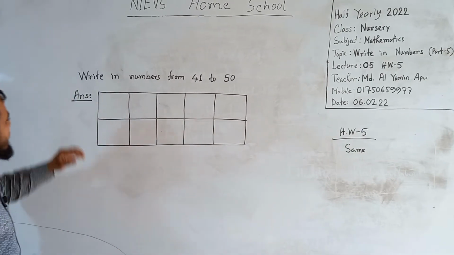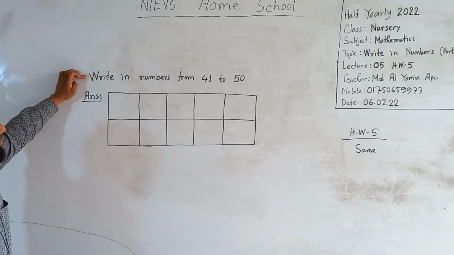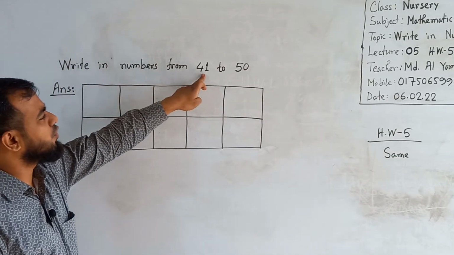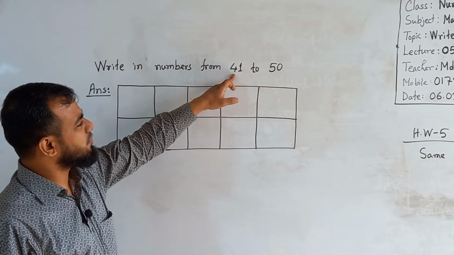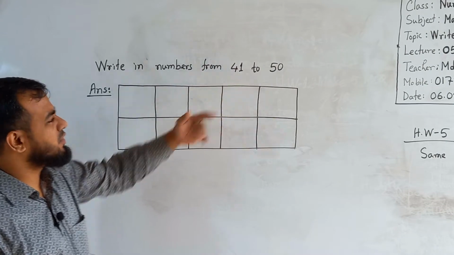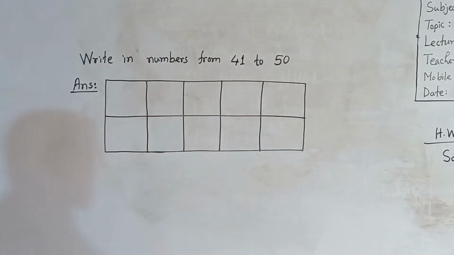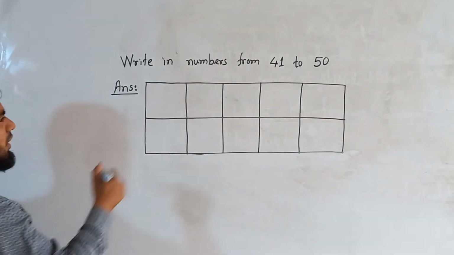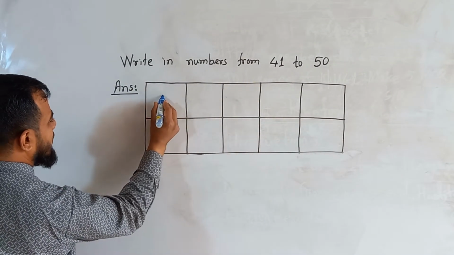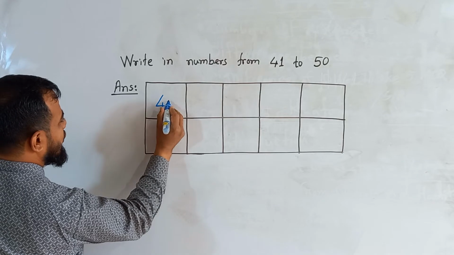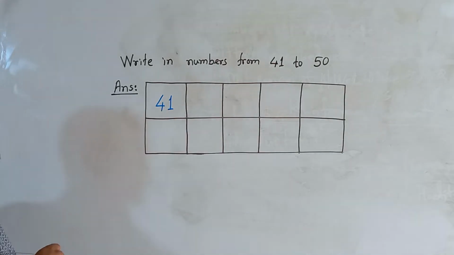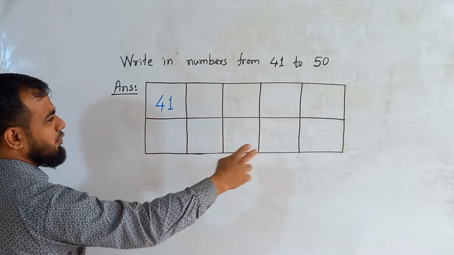Now there is the question. Have a look at the question. Write in numbers from 41 to 50. So our first number will be 41, and 41 is given here. We can write it easily in the first column, first row in this box, 41. And 4 and 1 makes the number 41. Like this way, you should fill up all the numbers up to 50.